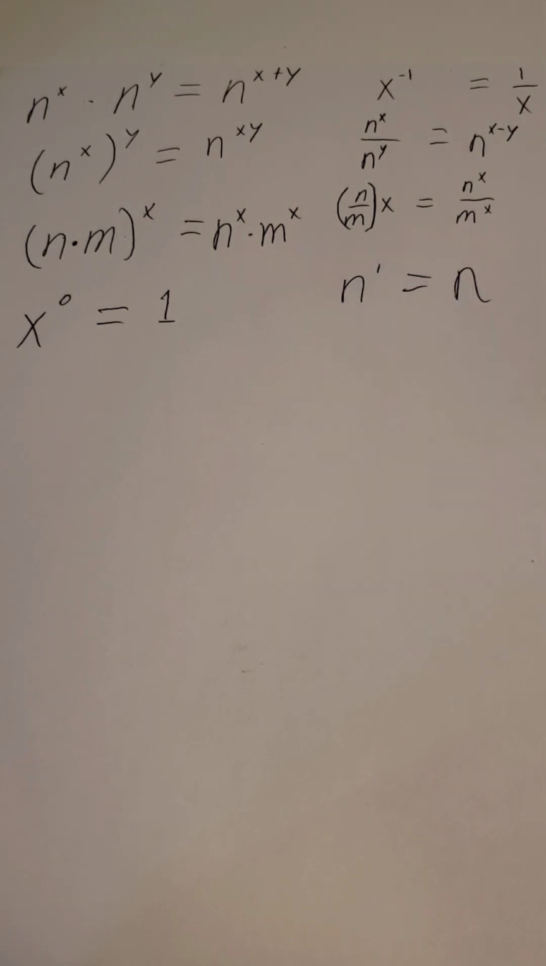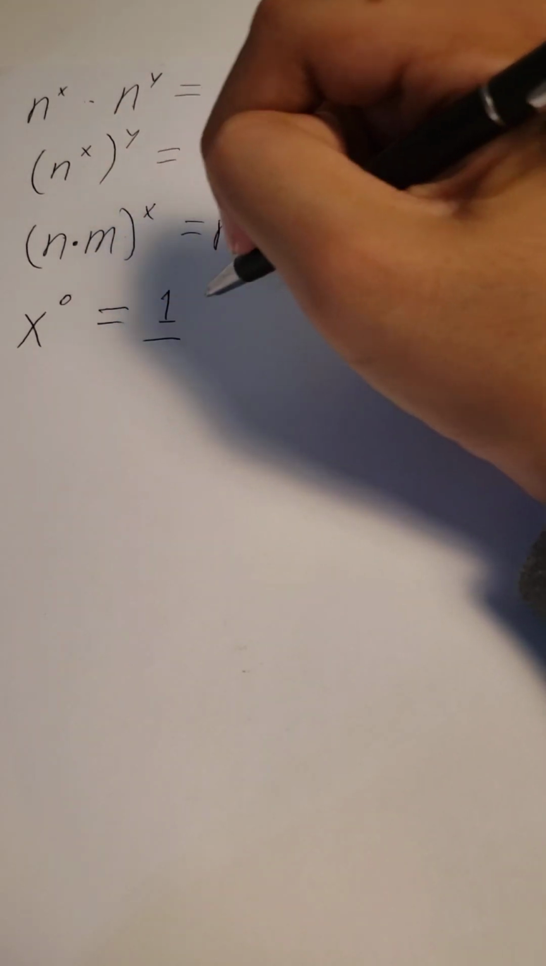Next, we have the zero rule, or the zero exponent rule. This signifies that when anything, even a negative number or a decimal, has an exponent of 0, it will be 1.